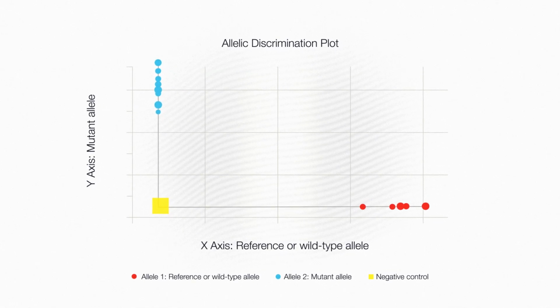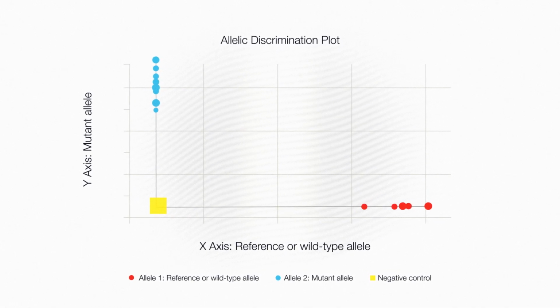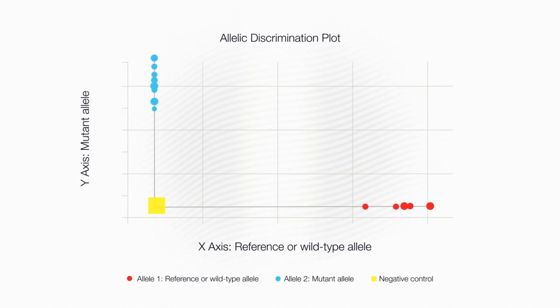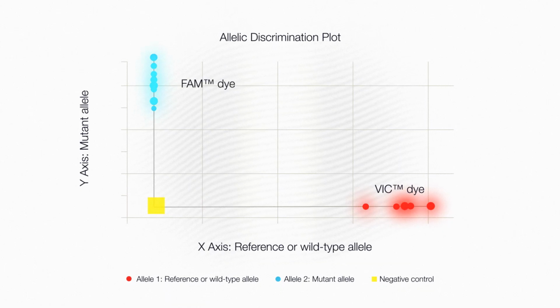Samples that carry the reference or wild-type allele will cluster along the x-axis, shown here in red. Samples that carry the mutant alleles will cluster along the y-axis, shown here in blue. This concludes our How It Works video.